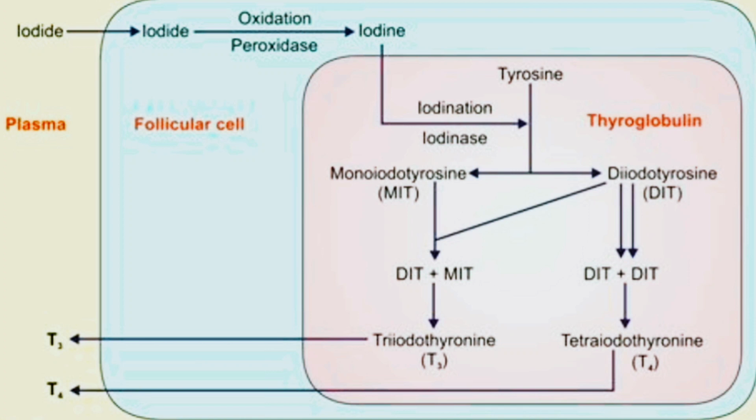Now, DIT combines with another molecule of DIT, it forms T4. If the MIT goes and binds to DIT, it's the reverse process, known as reverse T3. So MIT plus MIT is DIT. DIT plus MIT we get T3, DIT plus DIT we get T4, and MIT plus DIT means reverse T3. So these many things are there.